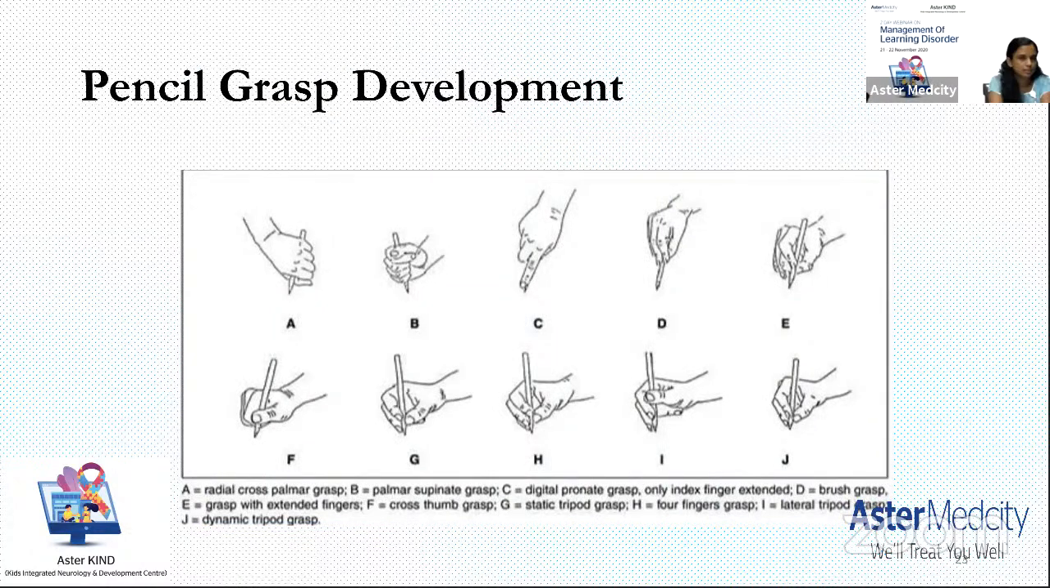The development of the pencil grasp in children follows a fairly predictable manner. Children commonly begin by holding the pencil with the whole hand, pronating their forearm, and using the shoulder to move the pencil in the initial stages. Later on, they use a more mature grasp, holding the pencil between the distal phalanges of the thumb, and they use their thumb, index, and middle finger to write. And in a more advanced stage, the forearm is usually supinated, and the intrinsic muscles of the hand move the pencil. So starting from the radial gross palmar grasp, a child may mature to a more dynamic tripod grasp. So this is the development of pencil grasp.